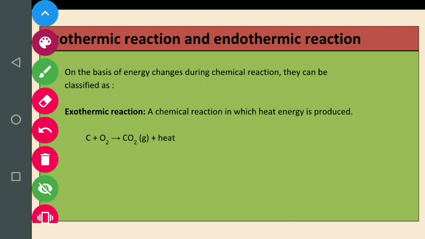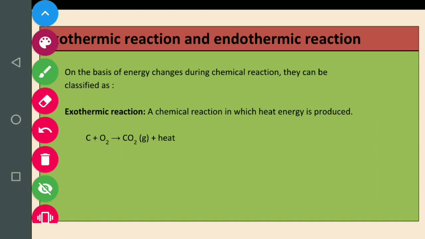Now, exothermic reaction and endothermic reaction. On the basis of energy changes during a chemical reaction, they can be classified as exothermic reaction, or reaction in which heat is produced. You can see heat is produced, that is carbon plus oxygen gives you carbon dioxide.